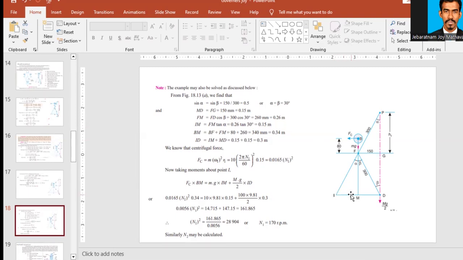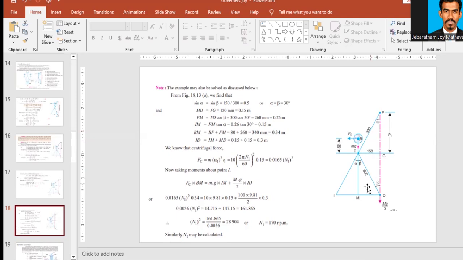And similarly, BM, we can add this length 0.26 plus this 80, which will give you 0.34 meter. Similarly, ID: now we have found the MD length and IM length. So when we add these two, MD is 0.15, IM is 0.15, so MD plus IM is 0.3 meter. So in this way also we can find the lengths.